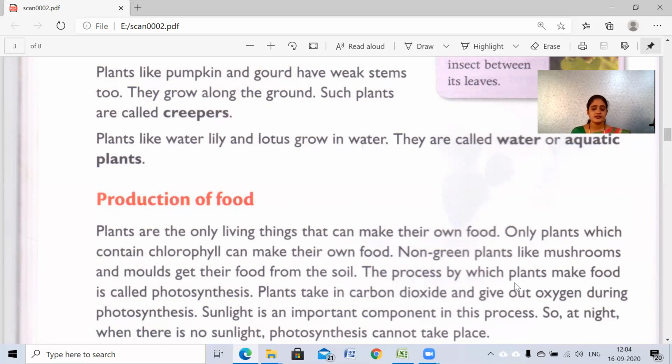Isn't it, children? Only plants which contain pigment, that is chlorophyll, can make their own food.